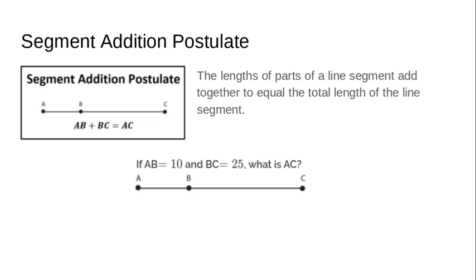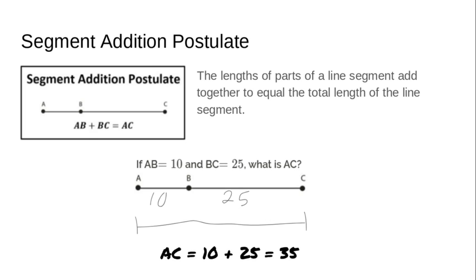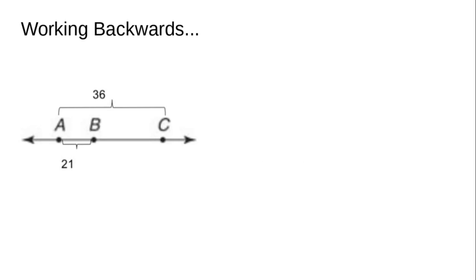So here we're told that AB is 10 and BC is 25, and it asks what's the length of AC. So we would add those two together to get the entire length of AC, and 10 and 25 add together to 35. So AC is 35.